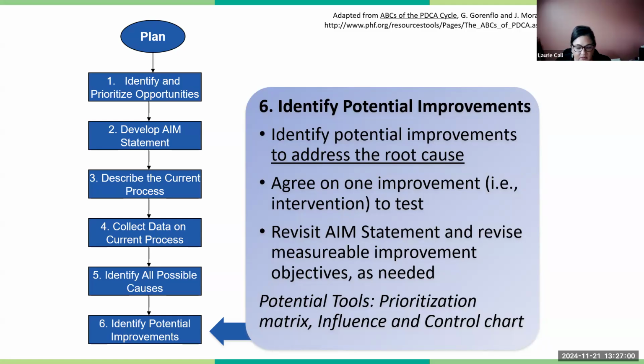And I see you, April. Thank you. April says the fishbone diagram came in handy with their last IPLAN.